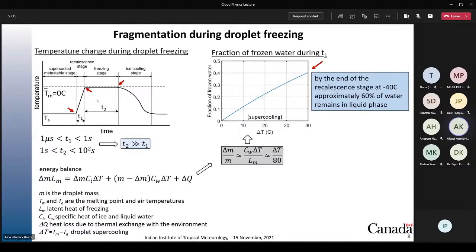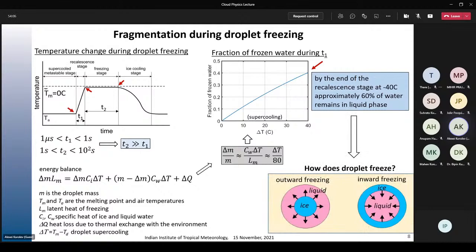The second stage, the freezing stage, is much longer, and it may go up to several minutes or even more, depending again on the temperature and the droplet size. The difference in time frame between these two stages is up to two or three orders of magnitude. If you write a simplified balance equation, we find that the fraction of frozen water during the recalescent stage is quite small. And even at minus 40, by the end of the recalescent stage, approximately 60% of the water remains in the liquid phase.